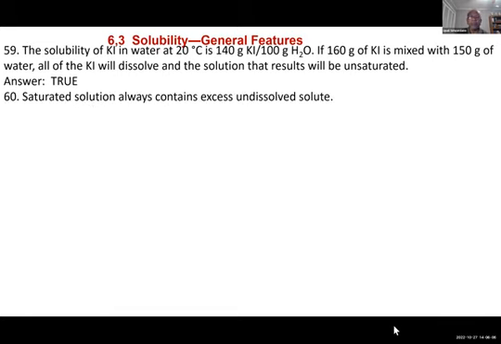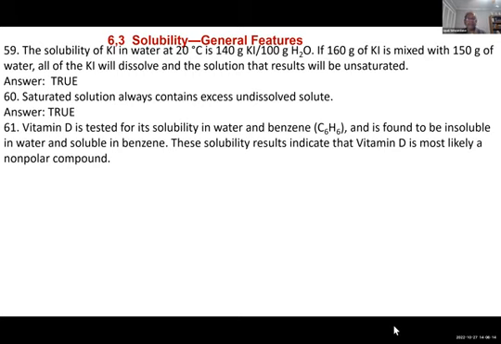A saturated solution contains excess undissolved solute. That's true. Vitamin D is tested for its solubility in water and benzene. It is found to be soluble in water and soluble in benzene. The solubility indicates the vitamin is most likely a non-polar compound. If it is a non-polar compound, it's not going to be soluble in water. So therefore it should be false.